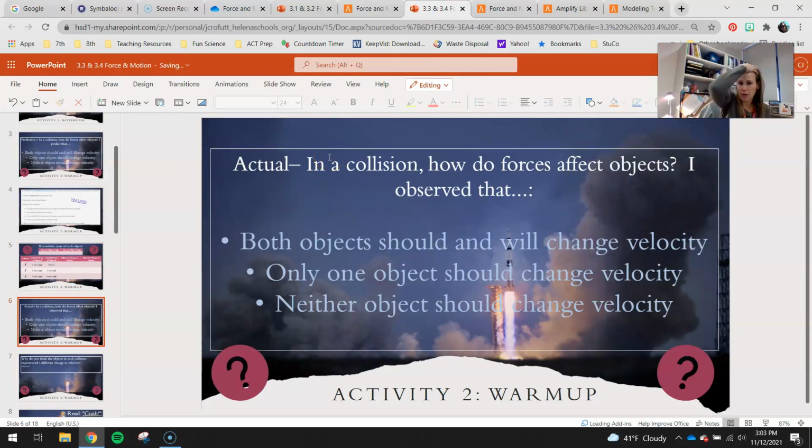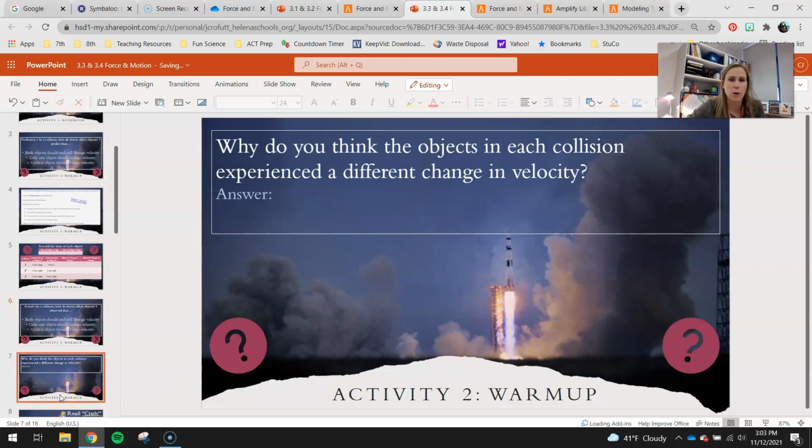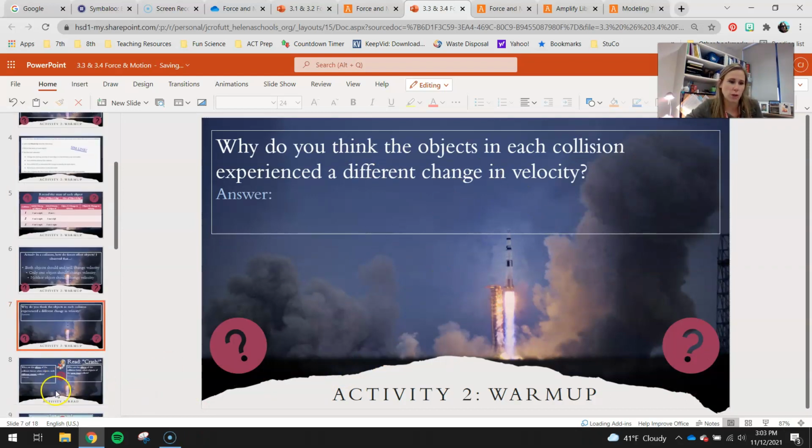Actual, in a collision, how do forces affect objects? I observed that both should and will change velocity. Only one object should change velocity, and then neither object changed velocity. So what did you guys see there? Okay, and then why? Why do you think the objects in each collision experienced a different change in velocity?